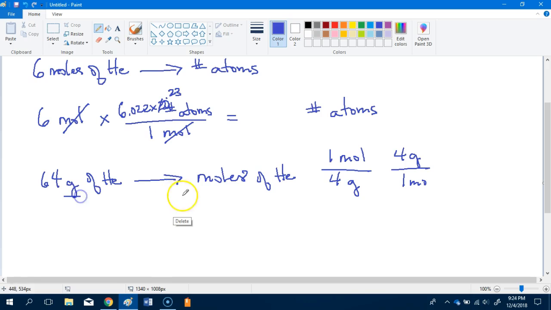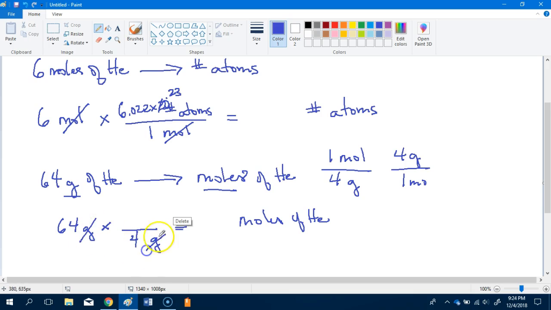In order to go from grams to moles, we start with what we're given, 64 grams of helium. We're going to multiply it by the conversion factor, and we want to get to moles of helium. So that means that we need to cancel out grams. We're going to put the grams on the bottom, which in this case is 4. That will cancel out the units, and we leave the 1 mole on top. Then we take 64 times 1, which gives us 64, and divide it by 4, and that's going to give us our number of moles.